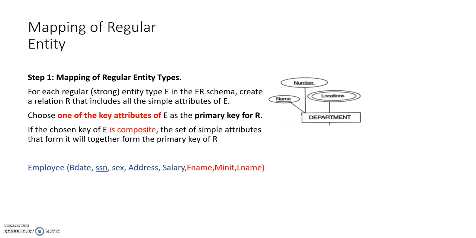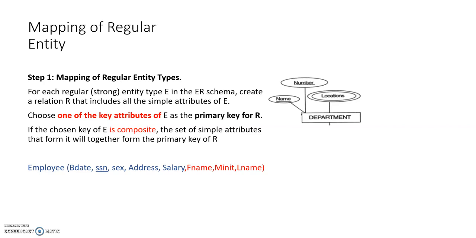Next is the mapping of another regular entity, department. How can we map it? This department contains 3 attributes: name, number and location. This location is a multi-valued attribute. We can come to that portion later. Name and number, both attributes are key attributes and both attributes are simple attributes. So we can make a new relation with the name department with attributes name and number. Both are key attributes, so we can make any one of them the primary attribute.